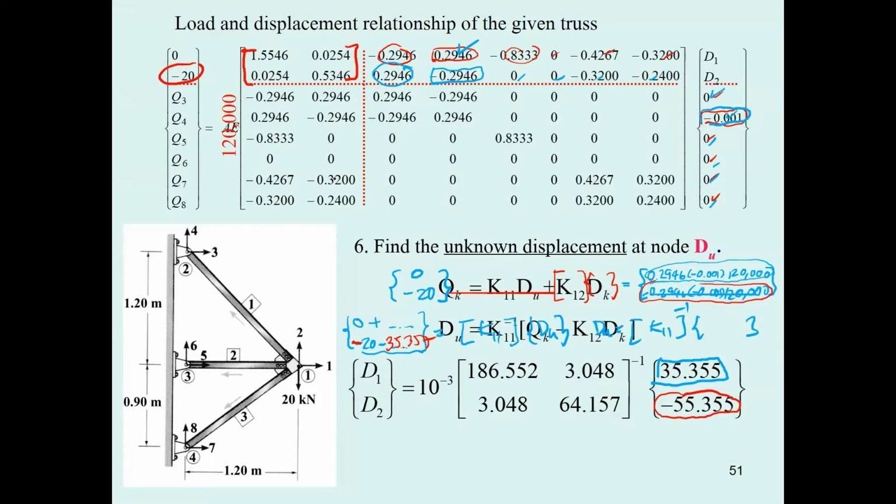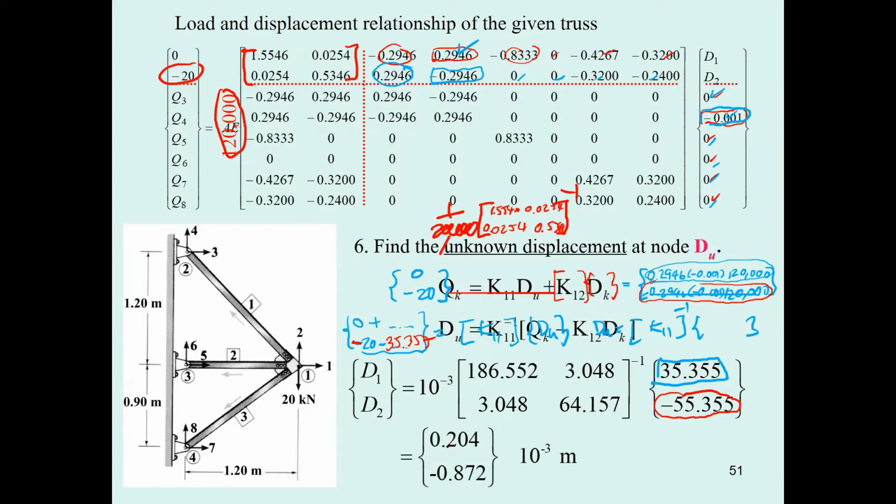Okay, and don't forget, you have to times all of this when you invert. This is going to be, actually, K11 is going to be 1 divided by this one, and then the number is going to be 1.5546, 0.0254, 0.0254, and 0.5346, and this is inverted. Okay, and then you will get this one.